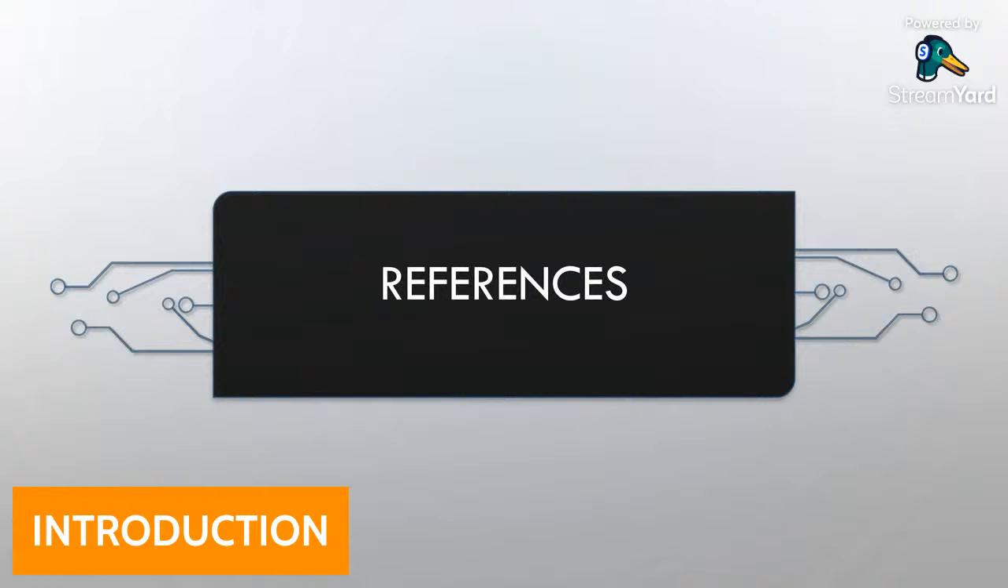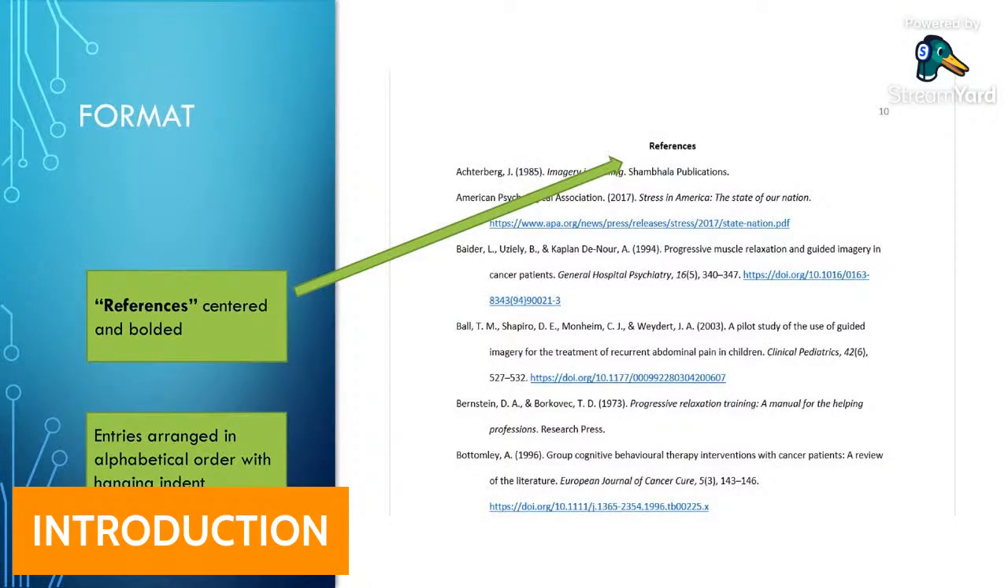The next is the references, how we should write the references in our research work. Here in the slides you can see it. References should be centered and bolded, which means we put the heading of references in the center of our page, and entries should be arranged in alphabetical order.